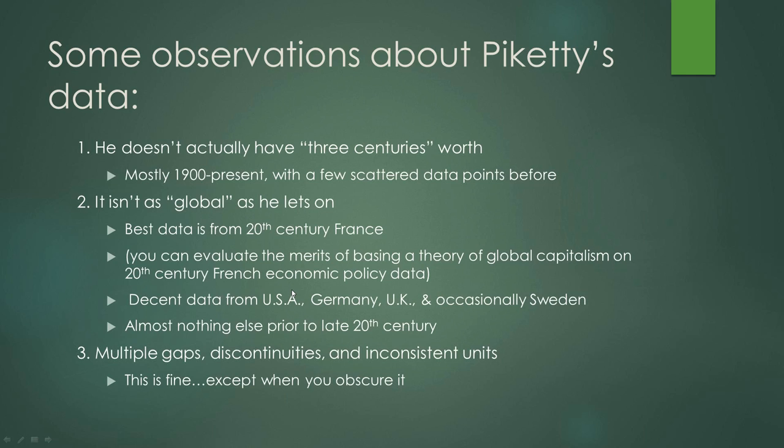He may touch upon 22 different countries at various points in the book, but it really reduces down to only a couple. The first, his best data, and I'll absolutely give him this, is from the 20th century economy of France. And this is where his research area started. Now, I'll note with a caveat that you can evaluate the merits of basing a global theory on capitalism on the 20th century French economic policy experience. I'd say that's slightly problematic for a variety of reasons that we can get into a little bit later. But nonetheless, if the French data is the best, what else does he have to augment that?